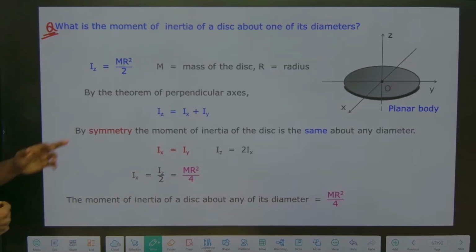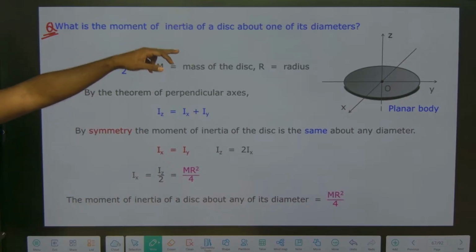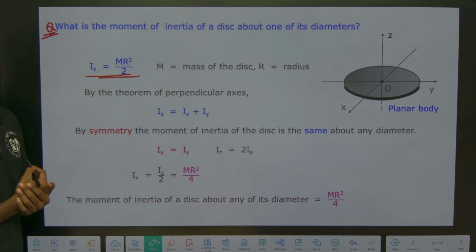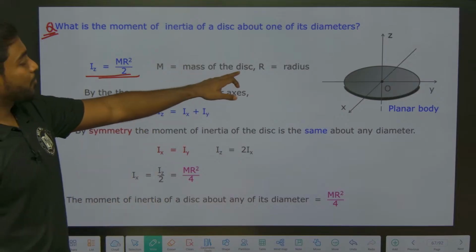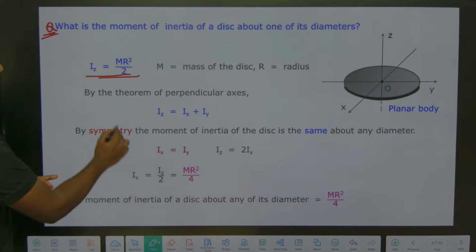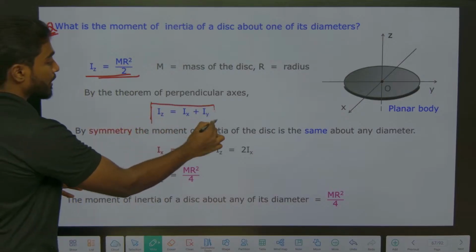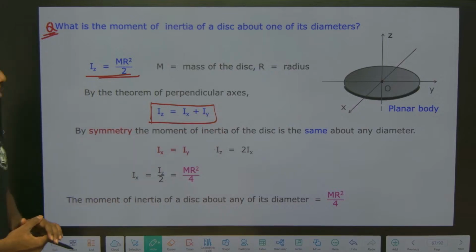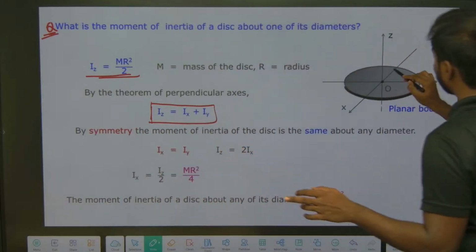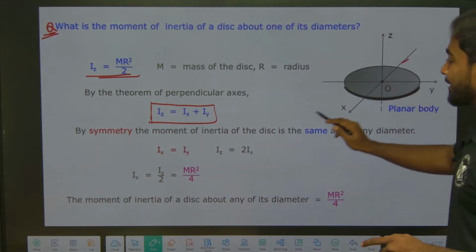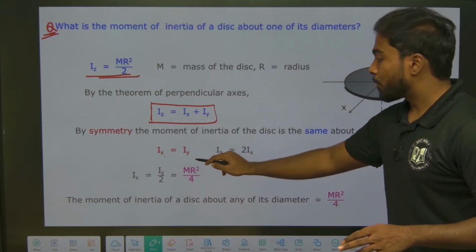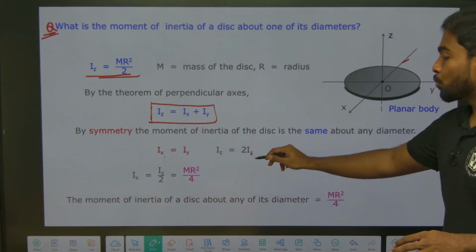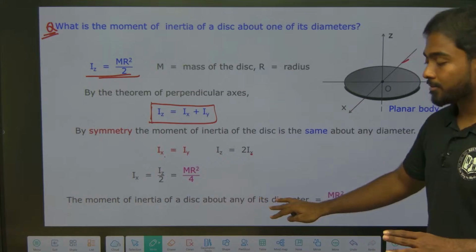So the moment of inertia of a disc about an axis passing perpendicular to its plane is MR squared by 2, where M is the mass of the disc and R is the radius of the disc. By the perpendicular axis theorem, the moment of inertia about the z axis equals the moment of inertia about the x axis plus that about the y axis. The x axis and y axis are the same, so the moment of inertia of x equals that of y. So I can say the moment of inertia about the z axis equals 2 times that of the x axis or 2 times that of the y axis.